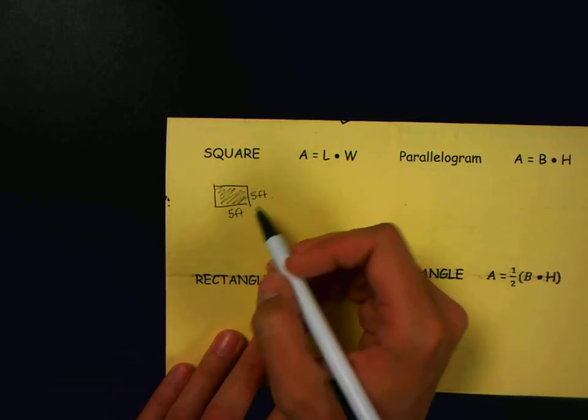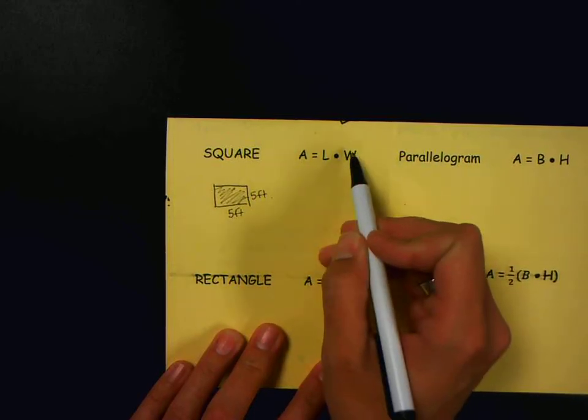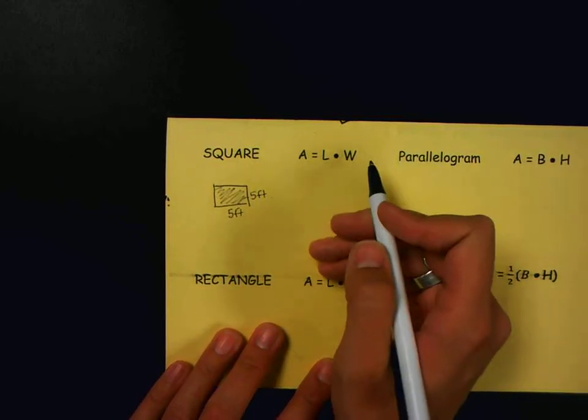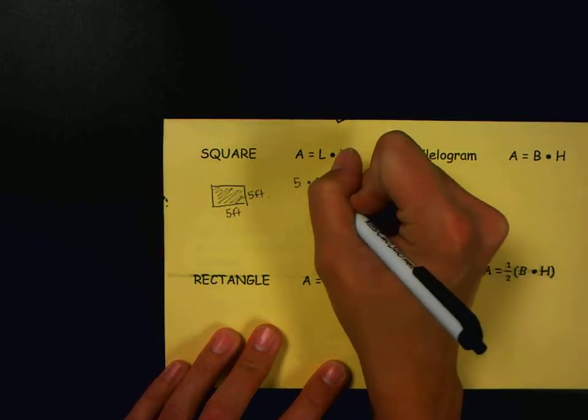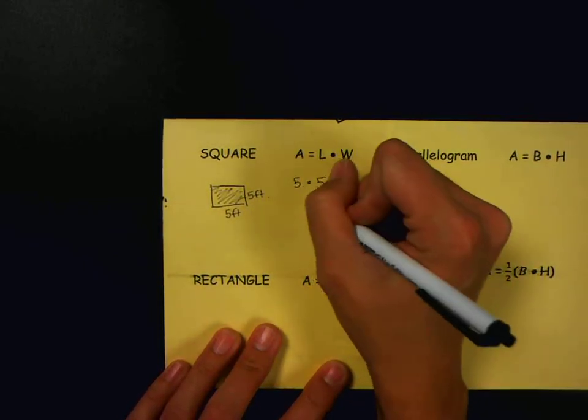Okay, so in this case, our length is going to be 5, and we're going to multiply that. Our width is also 5. 5 times 5 is going to be 25. And because we are multiplying feet times feet, we're going to have feet squared.